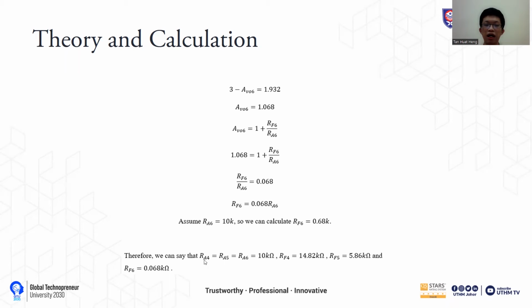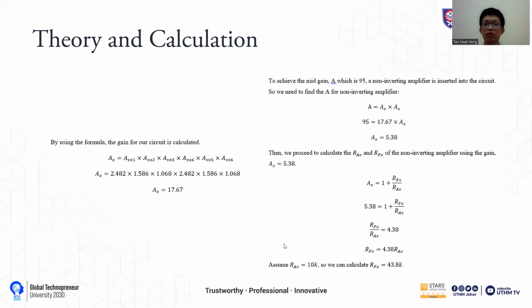So conclusion, Ra4, Ra5, Ra6 equal to 10 kilo ohms. Rf4 is equal to 14.82 kilo ohms. Rf5 is equal to 5.86 kilo ohms, and also Rf6 is equal to 0.68 kilo ohms.